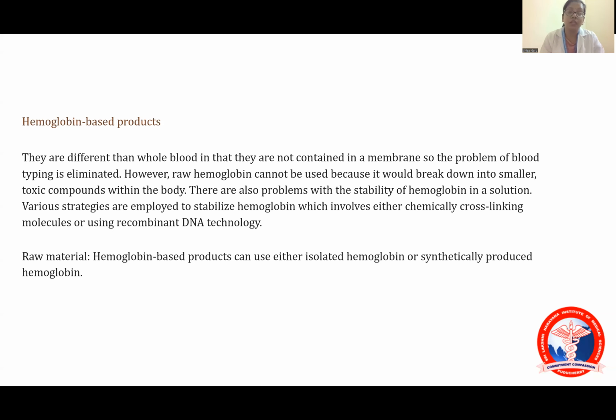Next option in artificial blood is hemoglobin based products. They are different than whole blood in that they are not contained in a membrane. So the problem of blood typing is eliminated. However, raw hemoglobin cannot be used because it would break down into smaller toxic compounds within the body. Also, there are problems with stability of hemoglobin in a solution. So various strategies have been employed to stabilize this hemoglobin. What are these strategies? They are either chemically cross-linking molecules or using recombinant DNA technology. Raw material for hemoglobin-based products can be either isolated hemoglobin or synthetically produced hemoglobin.